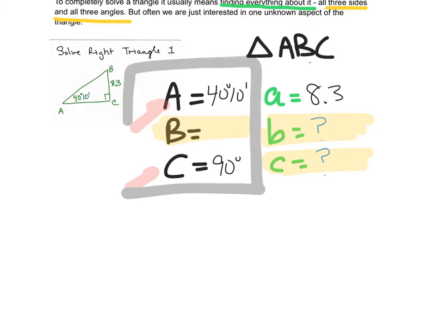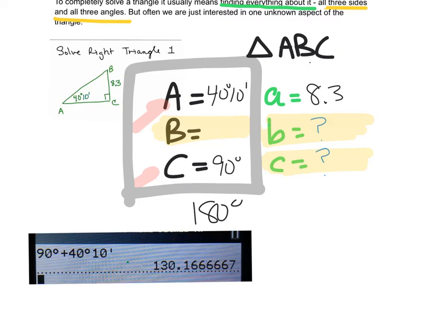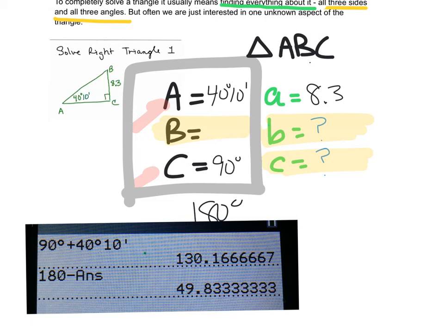So if I add up my three angles, I should get 180. So that's what I'm going to do on my calculator. I'm going to first add 90 degrees and 40 degrees 10 minutes. Then I'm going to take this answer, and even though my answer is not in minutes just yet, I'll convert it at the end. Now I'm going to go 180 degrees minus that 130.